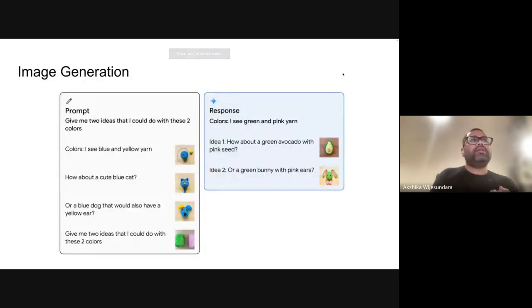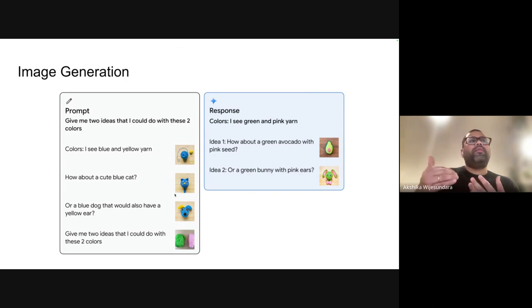Yeah, there's another example for image generation. So you have a few examples as well, it's a bit of a few shot. It's just given some examples as well. So this is basically give me two ideas that I could do with these two colors. I see blue and yellow yarn. You've given that, and then a blue. How about a cute blue cat? So you give an example.